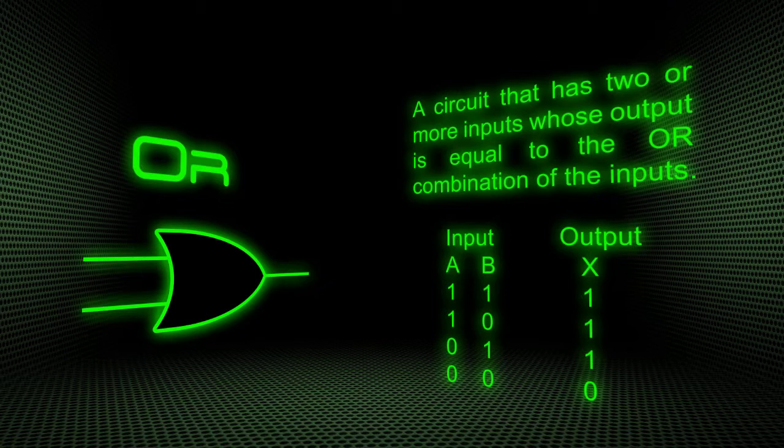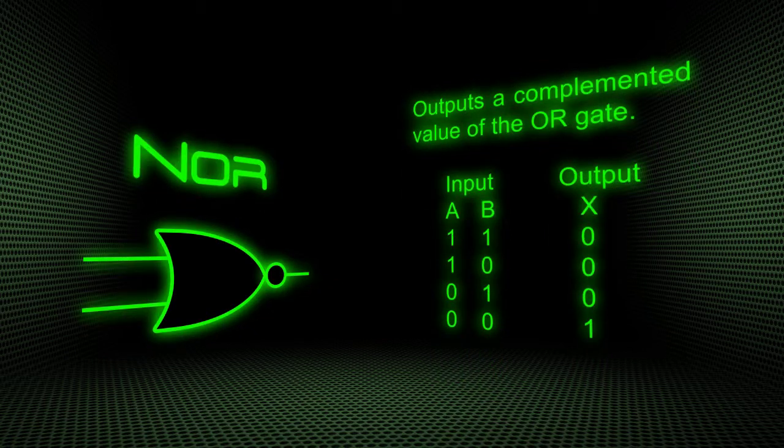The OR gates. As long as one of the inputs is a 1, the output will be a 1. NOR gates is a combination of an OR gate and a NOT gate. It inverts the output value of an OR gate, so output will only be a 1 when all inputs are 0, a total opposite of the OR gate.